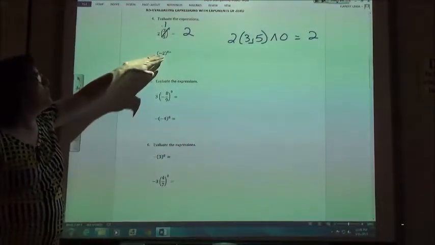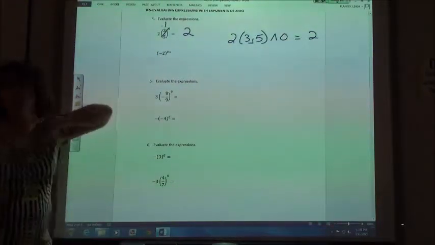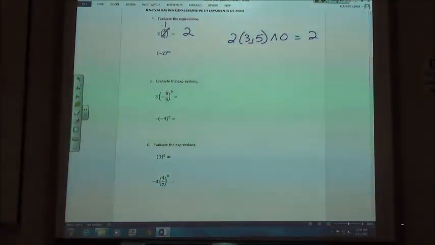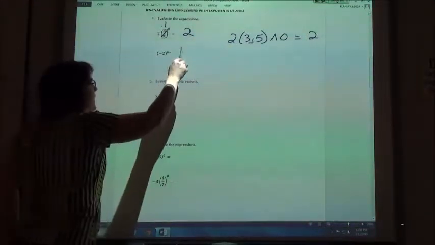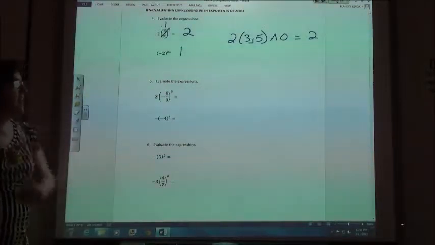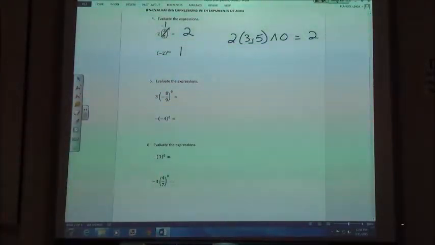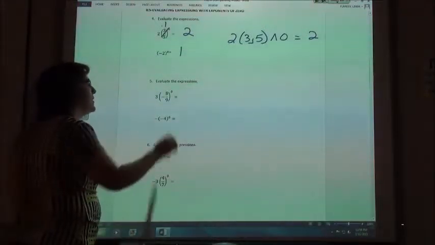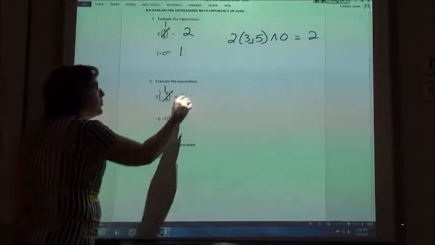So, we're going to practice some. If you do negative 2 to the 0 power, what's my answer going to be? 1. Number 5, if I do 3 times negative 8/9 to the 0 power, that's going to be 3, because that part is 1, and 3 times 1 is 3.